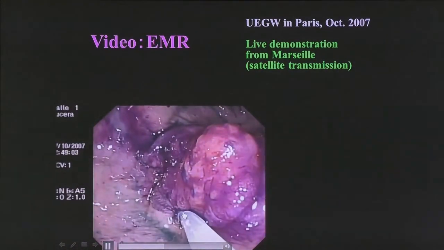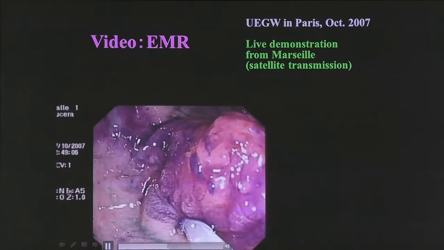And the technique is withdraw the needle during the injection. Withdraw the needle.